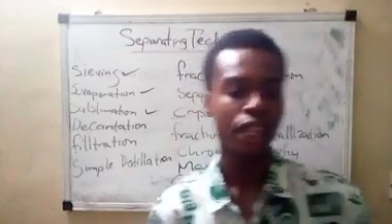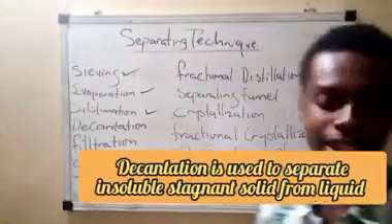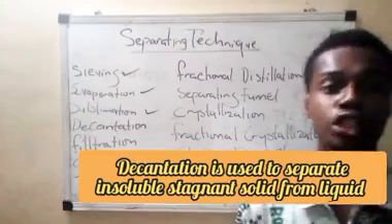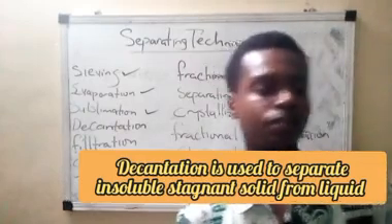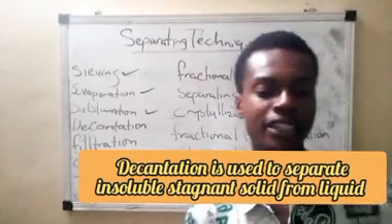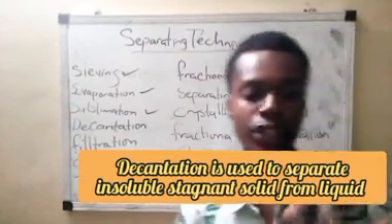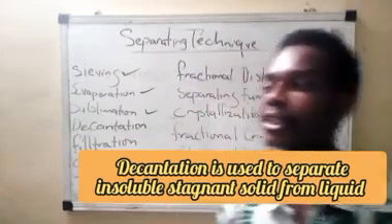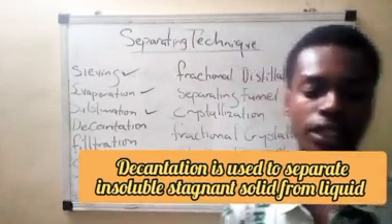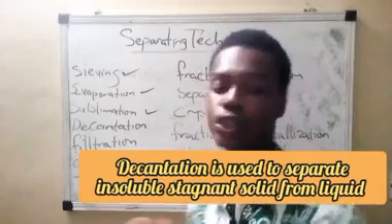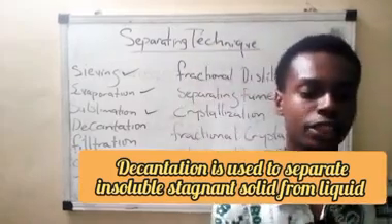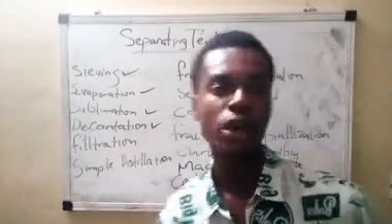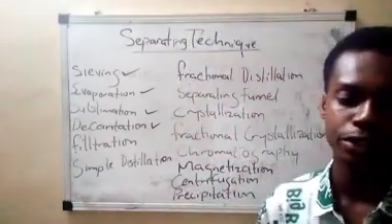In decantation, it is used to separate insoluble, sedimented solid from a liquid. In the working process, we have different layers: a settled solid, and supernatant liquid above it. Now it is used to separate insoluble, sedimented solid from a liquid. All right. The next one we have, guys, is filtration.